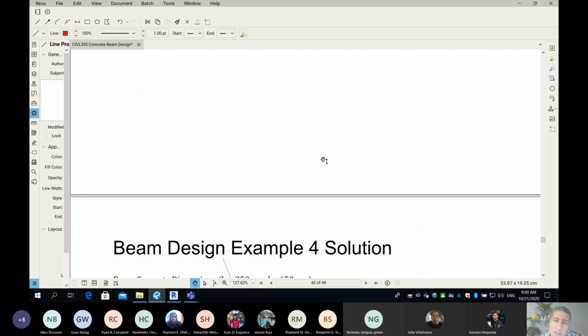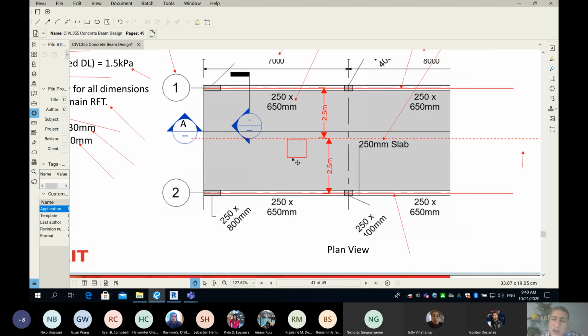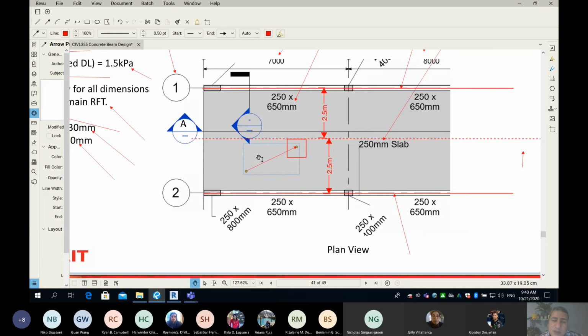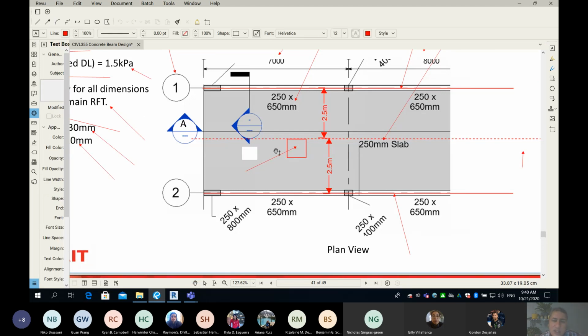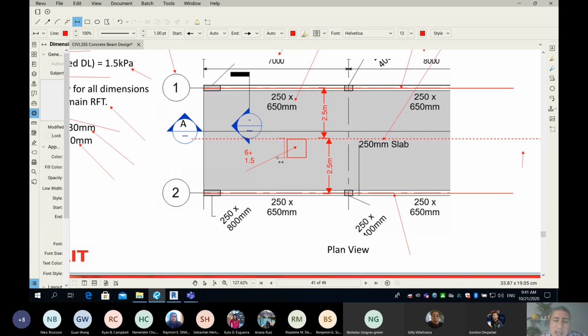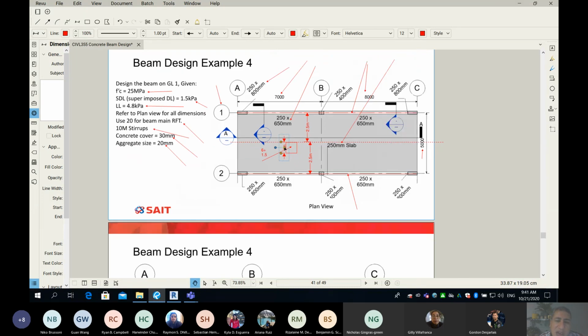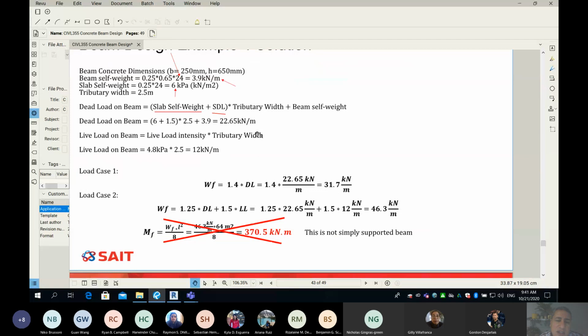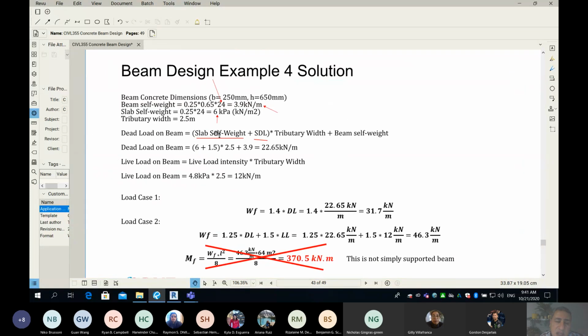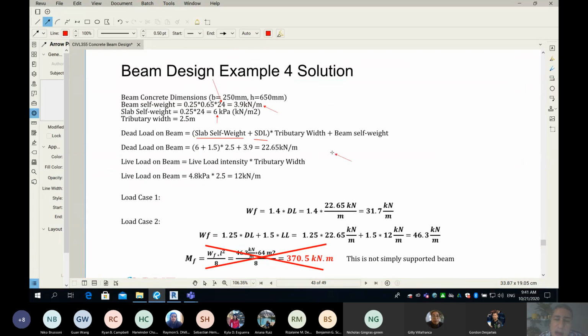Why is that? Because, as I said, if we go to the plan view, 1 meter carries 6 kPa as self weight, plus it has 1.5 as SDL. But remember, my beam is not supporting 1 meter. From here to there, this is 1 meter. However, my beam is not carrying 1 meter, it carries 2.5, and that's where the 2.5 plays. So you have to multiply the sum of the slab self weight plus SDL by the trip width.